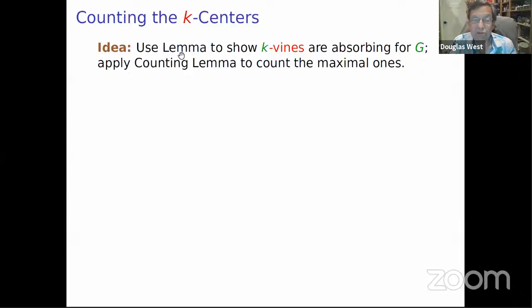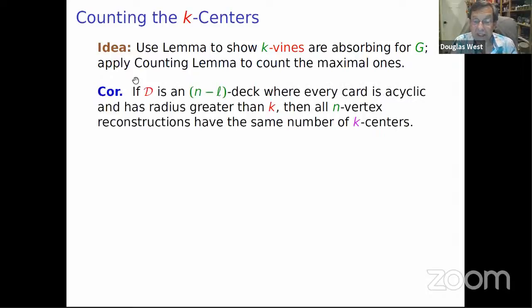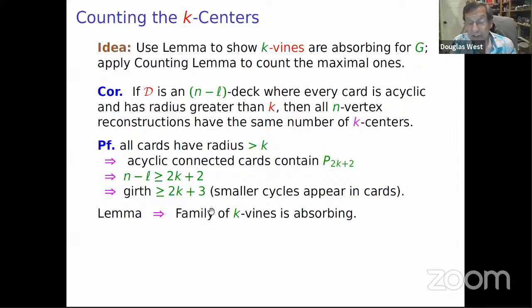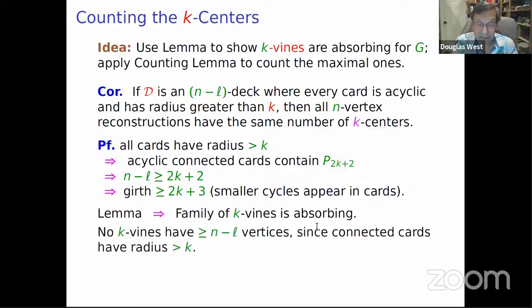So that lemma we just stated will enable us to show that the family of k-vines is absorbing for the graph that's a reconstruction of our deck. And so we'd be able to apply the counting lemma to count the maximal ones, meaning that all the n-vertex reconstructions will have the same number of k-centers, whether it has a cycle or not. Again, this is easy. We have the properties that we need. The girth will be big enough. Every k-vine contains a unique maximal one. And so therefore the family of k-vines will be absorbing for any graph that's a reconstruction from this deck. Okay.